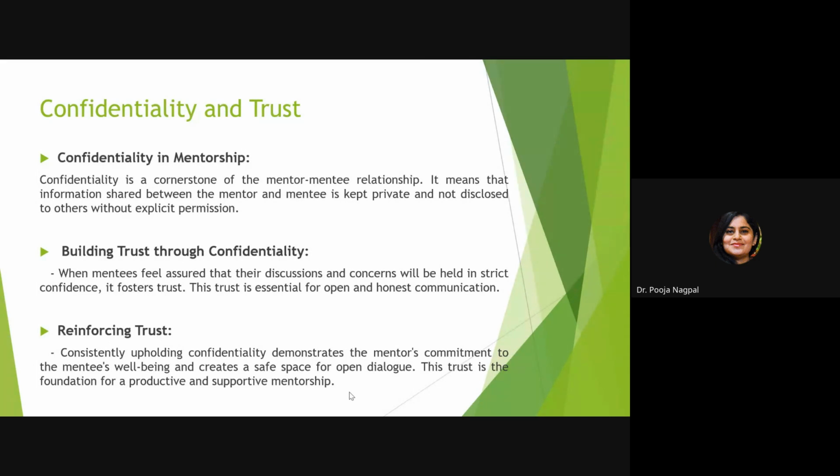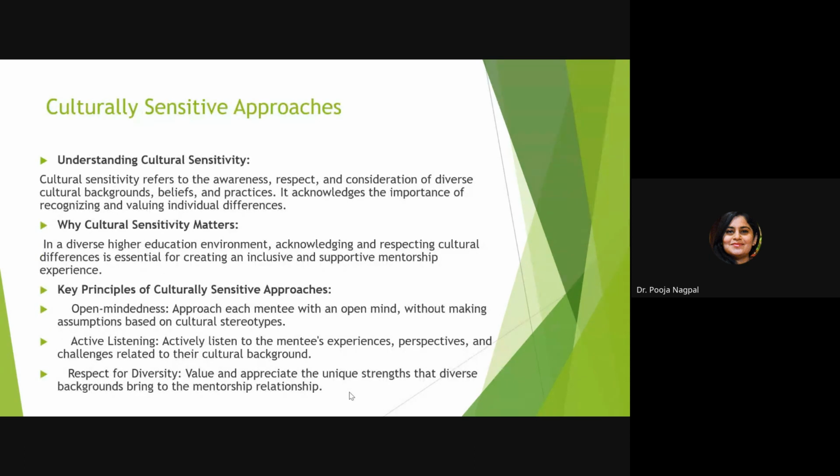Building trust through confidentiality: when mentees feel assured that their discussions and concerns will be held in strict confidence, it fosters trust. This trust is essential for open and honest communication. Students are basically coming with their problems. They don't want to share them even with their parents, and they don't want to share them with their friends either. So they just want that trust factor there. You need to provide that trust. Reinforcing trust: consistently upholding confidentiality demonstrates the mentor's commitment to the mentee's well-being and creates a safe space for open dialogue. This trust is the foundation for a productive and supportive mentorship.